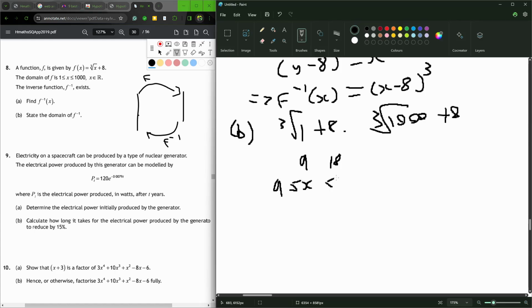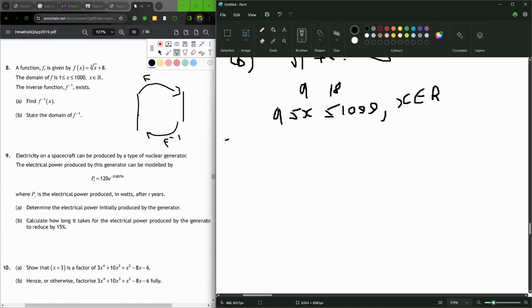There you go. And if you want to be really fancy, you can actually go and say x is part of all real numbers, but you don't need to do that. That's just if you want to impress your friends.